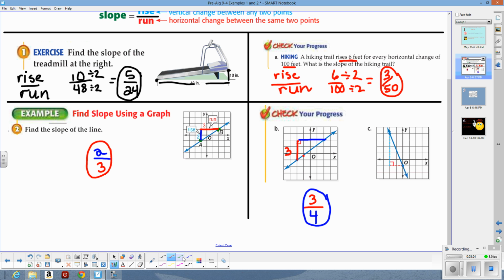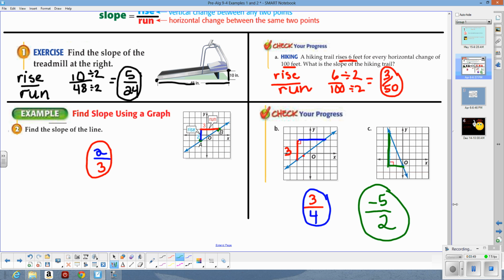Now the last example is a little bit trickier. This particular one, instead of rising, it's falling. So since it's going down, we're going to have negative 1, 2, 3, 4, 5. And then we're going to run 2 units to the right. So the slope is -5/2.